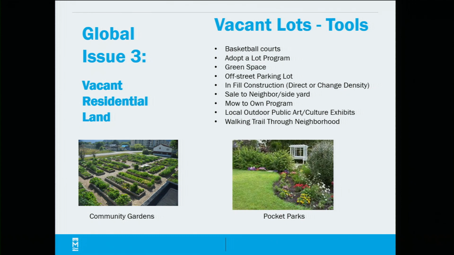Obviously, the sale to the neighbor. We have a limited mow-to-own program we've had some problems with. We've also had some success with it, where it costs me about $40 to mow a lot, and we spend about $500 a year.